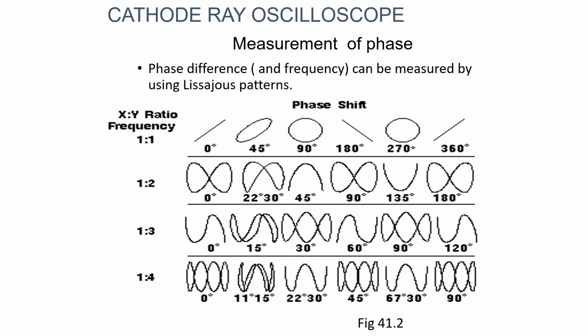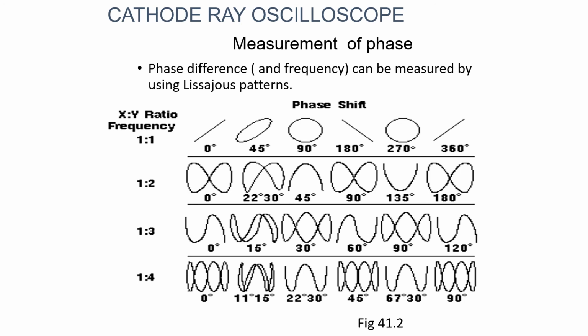As the oscilloscope can be used to determine the phase relationship between two voltages of the same frequency, two signals are applied simultaneously to an oscilloscope without internal sweep. So you have to keep the CRO in XY mode. One signal is given to the horizontal channel and the other signal is given to the vertical channel. The resulting pattern is called a Lissajous figure and it shows the phase difference between two signals.